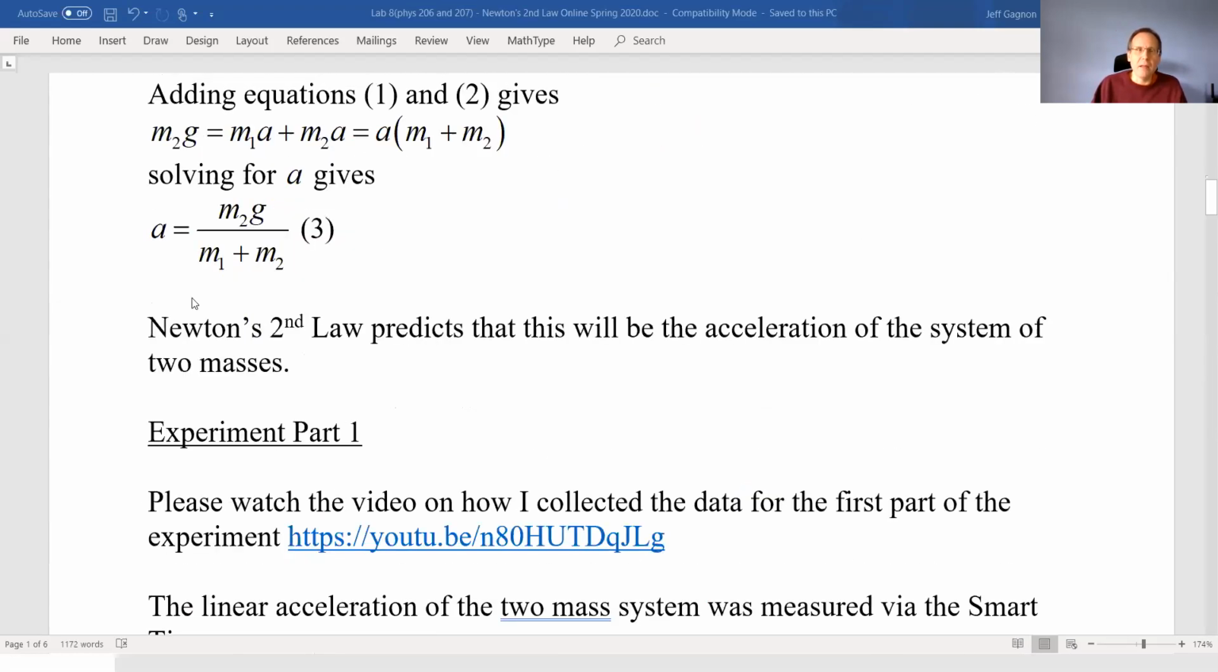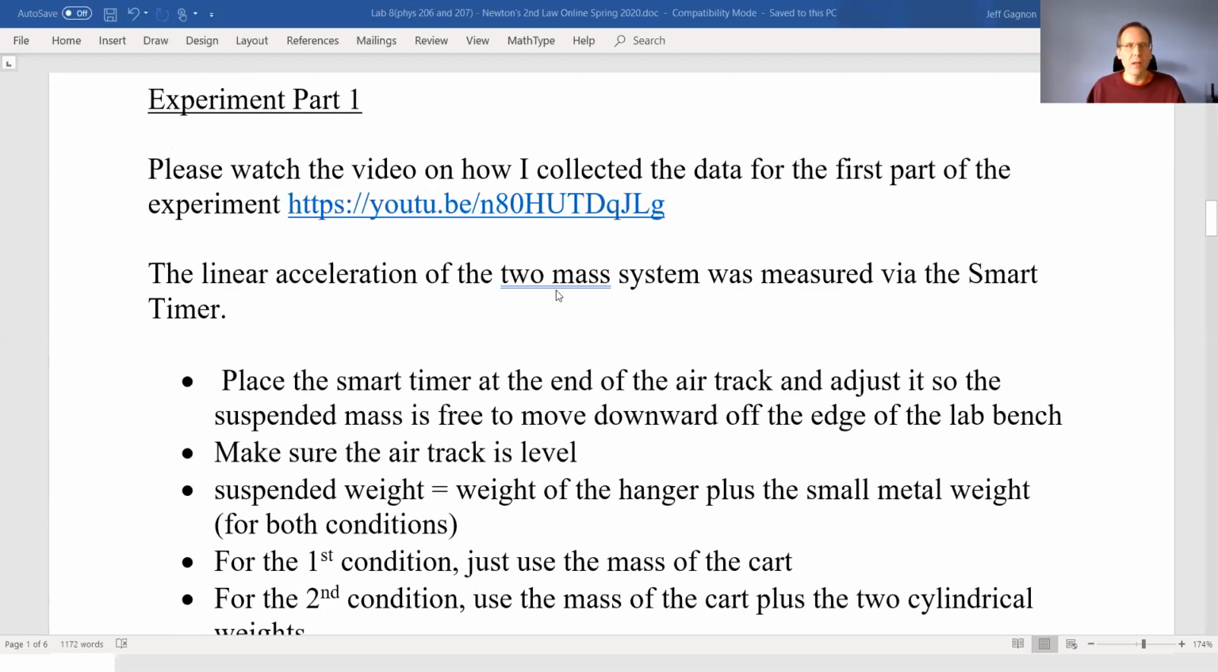Okay, and then again, our whole goal was to derive that equation. So we derived that equation. So the theoretical acceleration of the system is m2g over m1 plus m2. Okay, so for the first part of the experiment, again, please watch my video on how I collected the data. It's a short video, it's only a few minutes. It'll just make more sense if you see the actual data being collected for a few trials.